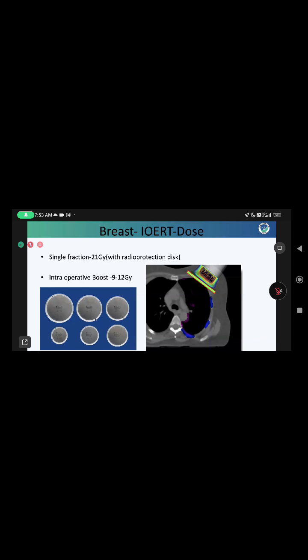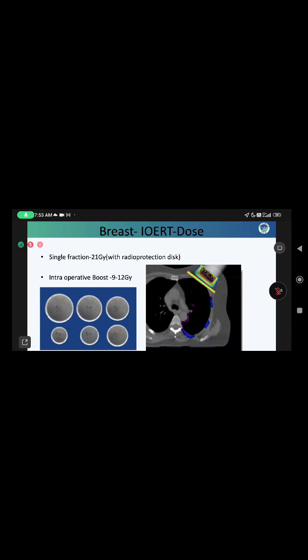Again, 1 centimeter more than the applicator side, so that there is no scatter along the edges of this applicator. So it blocks totally whatever, almost zero dose to the chest wall, and maximal dose only to the tumor bed can be delivered. This is in case of APBI, where we deliver just a single fraction of radiation in the OT itself and finish off with the adjuvant radiation inside the OT itself.